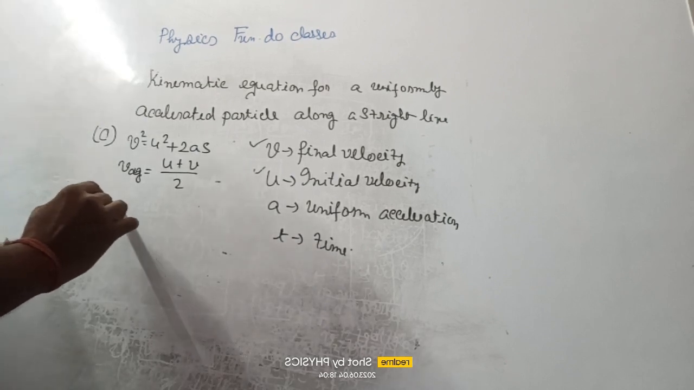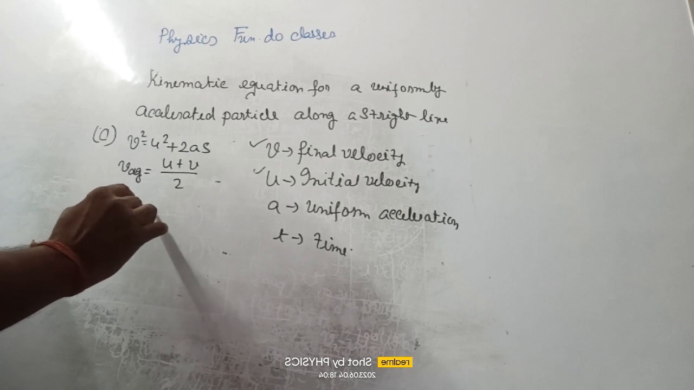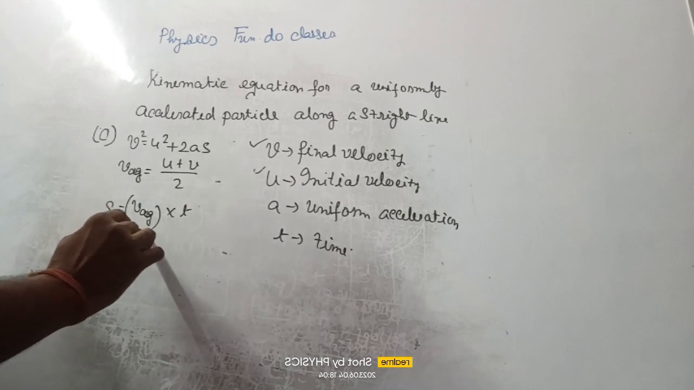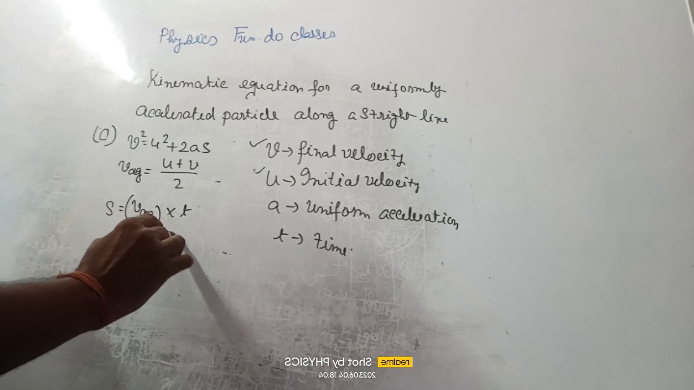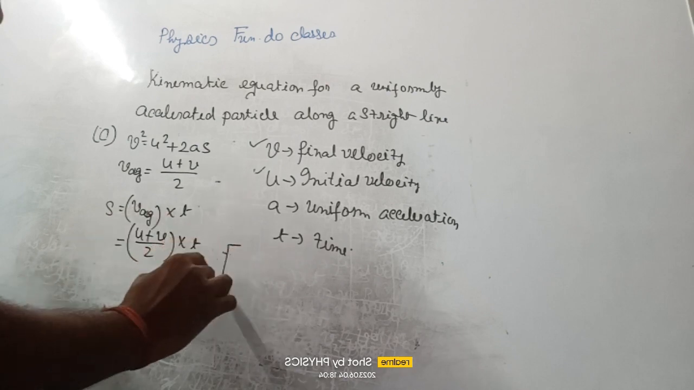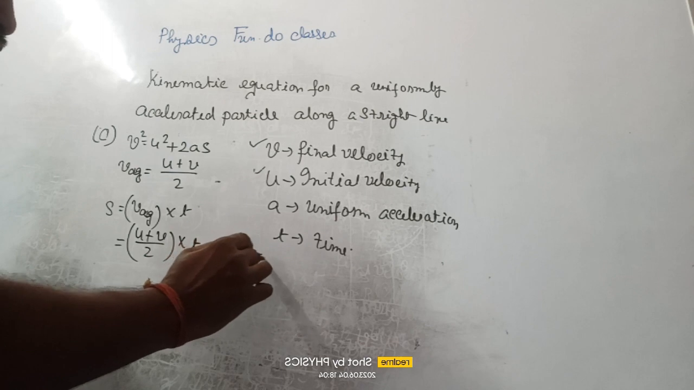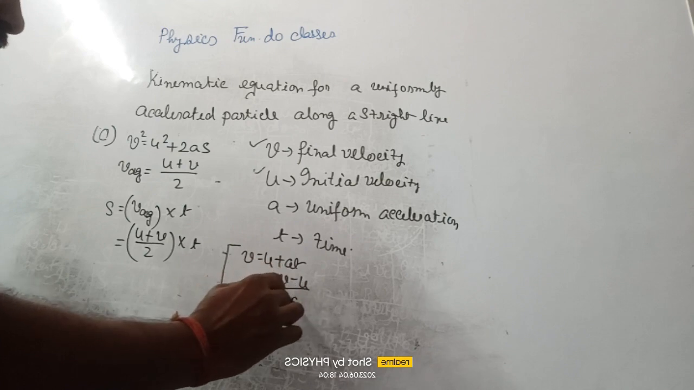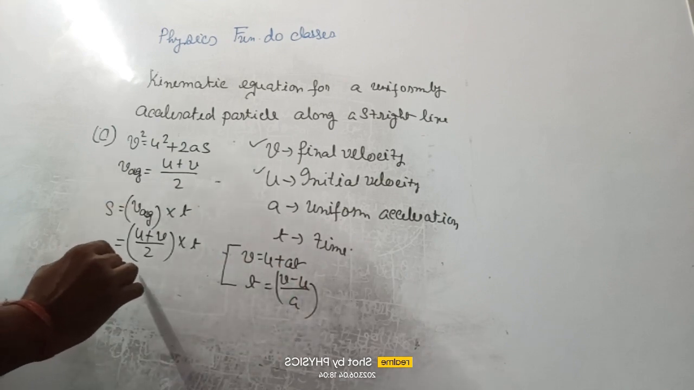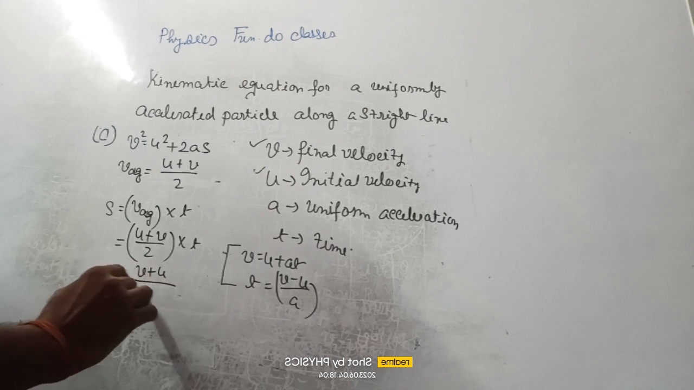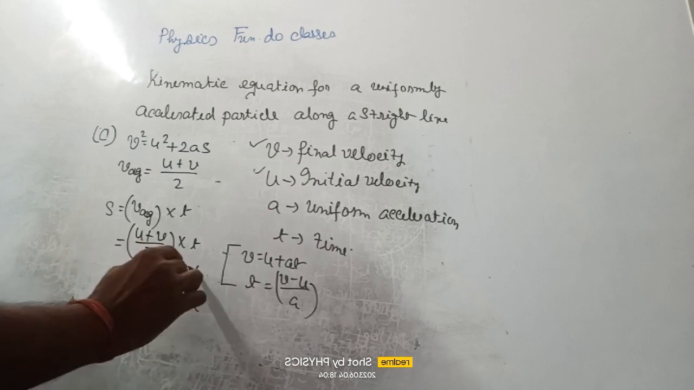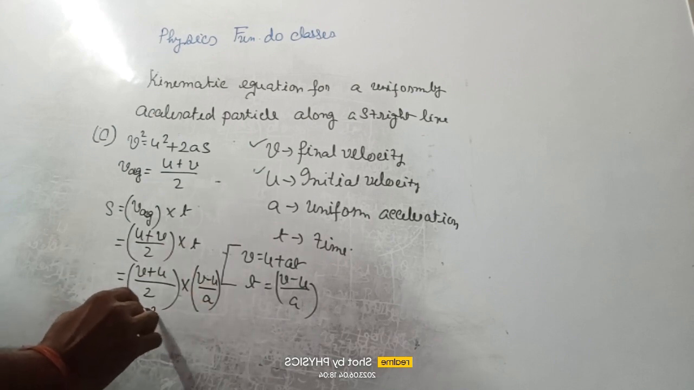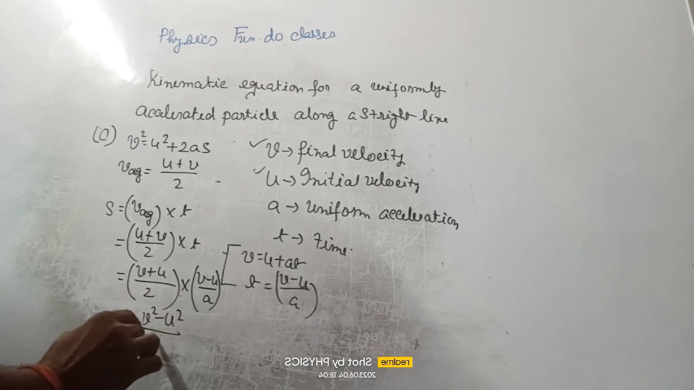Now, s equals V average into time. Now, V average is u plus v by 2 into time. Time can be replaced by that equation. V equals u plus at, that is t equals v minus u by a. So that is equal to v plus u by 2 into v minus u by a, that is equal to v square minus u square by 2a.